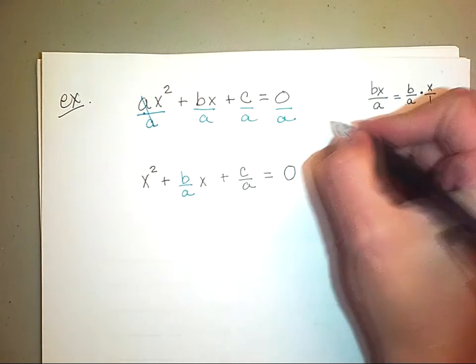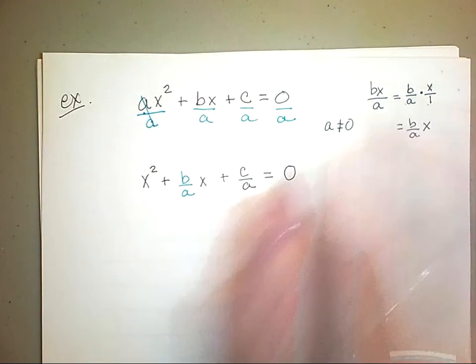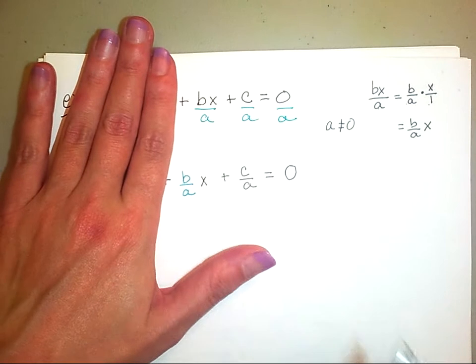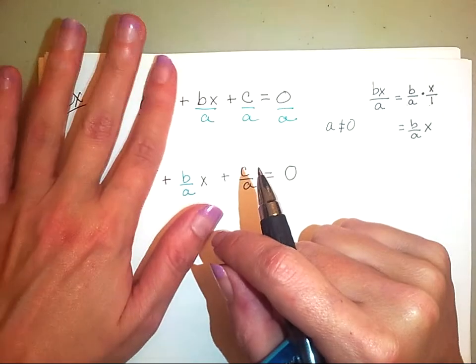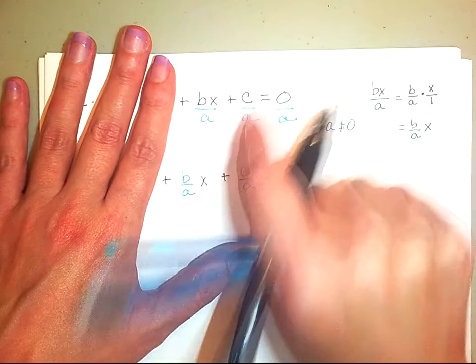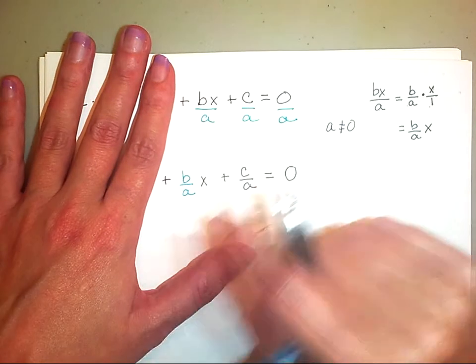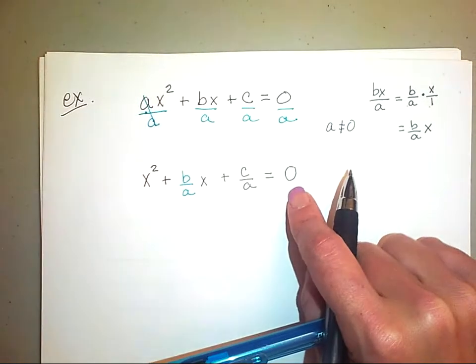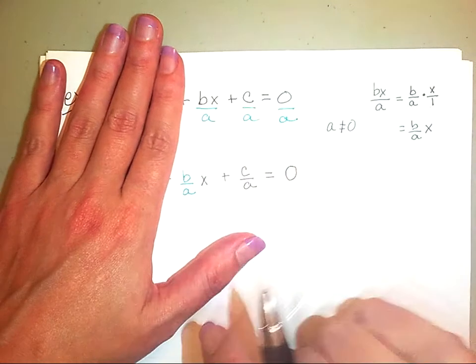And a cannot equal 0, because if a was equal to 0, then the x squared term would go away, and we'd have just bx plus c. So it's not possible for us to divide by 0. If we had just bx plus c, that would be linear, not quadratic.